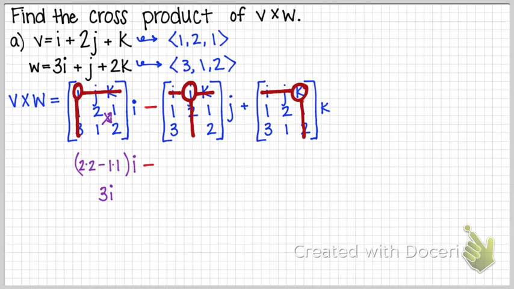Then there's that minus sign. And we'll do our determinant again to find our J term. So we have positive 1 times 2 minus 3 times 1. So we've got minus, let's see, 2 minus 3 is negative 1. So minus negative J, oh, that's kind of gross. Make that a plus 1J.